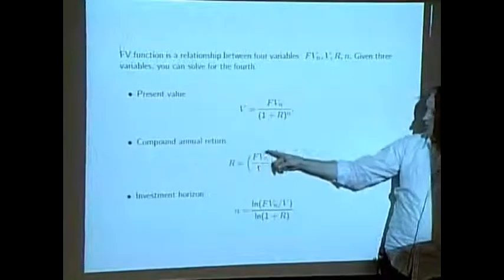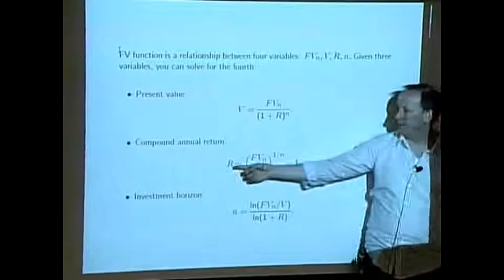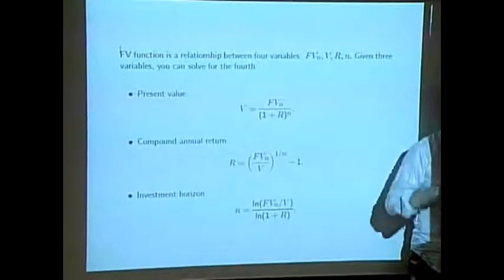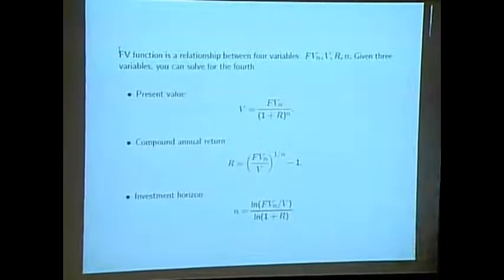So the interest rate is future value divided by present value raised to the power of 1 over n, minus 1. That's the average annual interest rate that you get every year that compounds such that your initial investment grows to the future value.